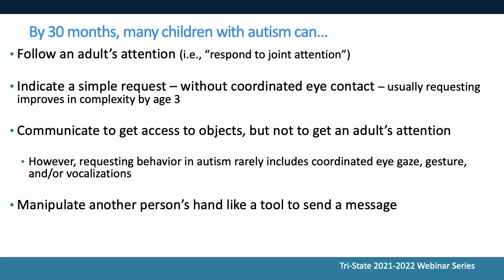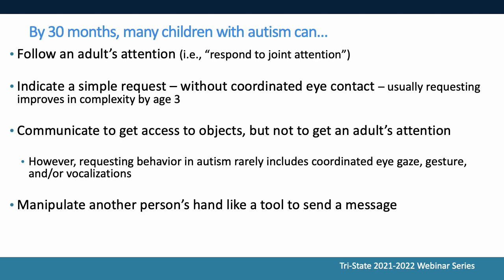The more important behavior to look for in the joint attention realm for 2.5-year-olds is whether or not they initiate that joint attention. By the age of 2.5, especially if they've had intervention, many children with autism can indicate a simple request, oftentimes without a coordinated eye gaze, and requesting often improves by the age of 3. So in the early twos, you may have a lack of intentional attempts to communicate that could improve over time with experience in teaching, but just because requesting is kicking in, we don't want to preemptively rule out autism.